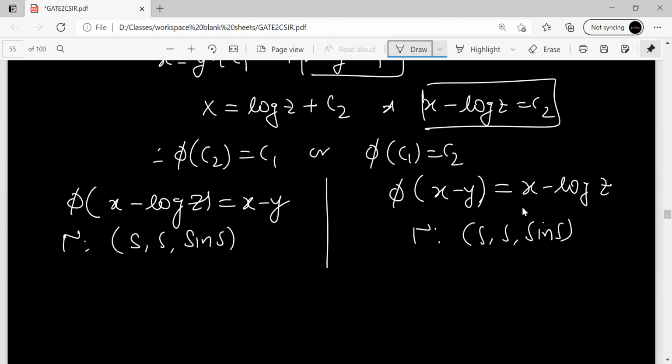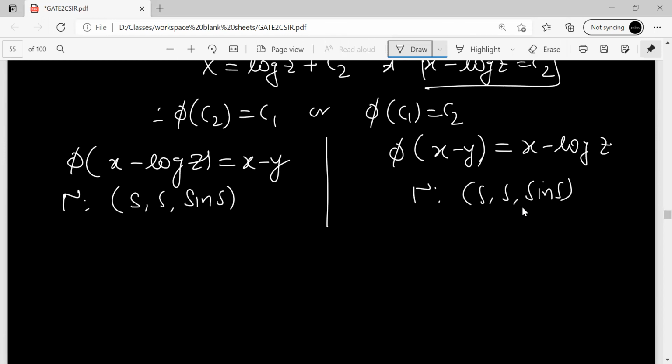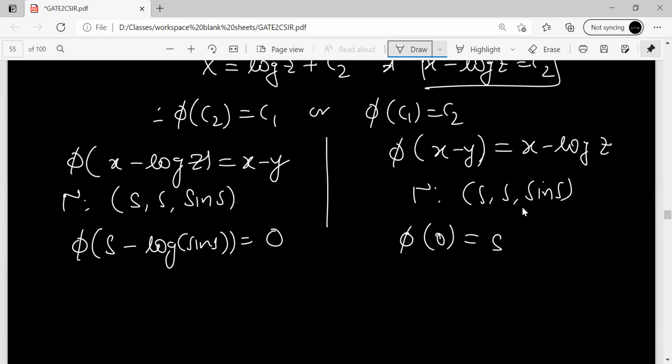I'm just trying to explain why you get no solution. You said you got no solution, but is it really so without solving? What if you solve? So phi of x is s minus log of sin s, and on the other side, s minus s will be 0. You are saying phi of 0 is something, s minus log of sin s. These two things are quite contradictory. Even if you do it the other way, phi of s minus log x, anything will be 0.